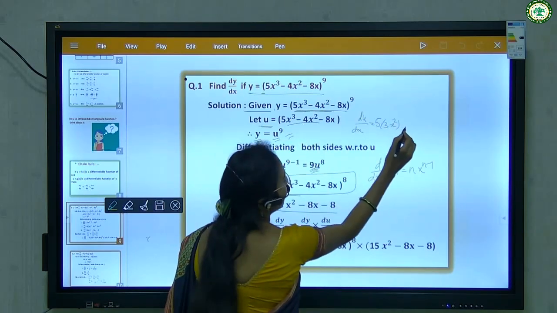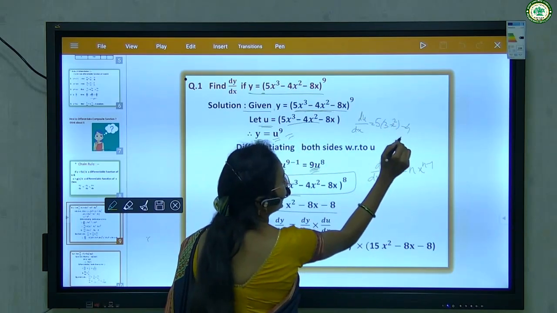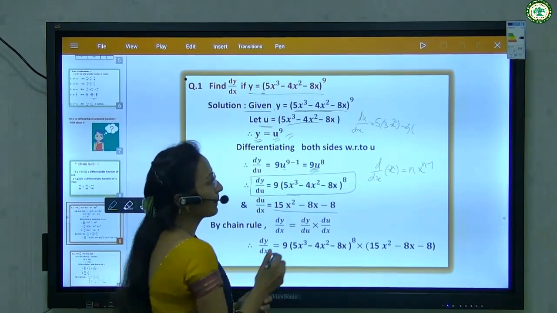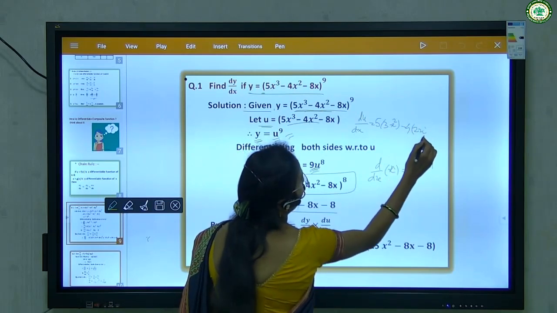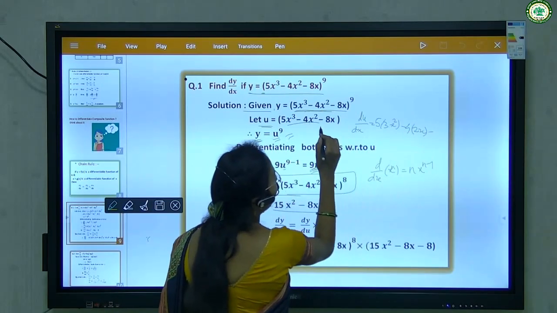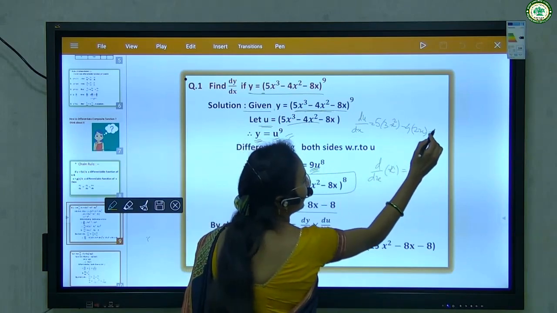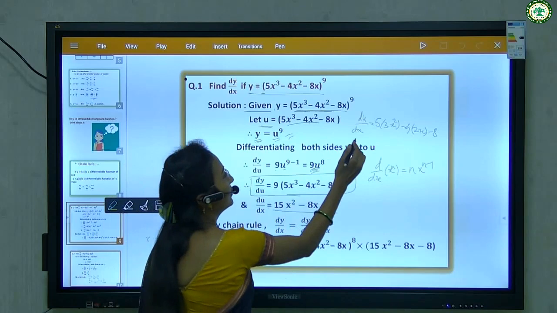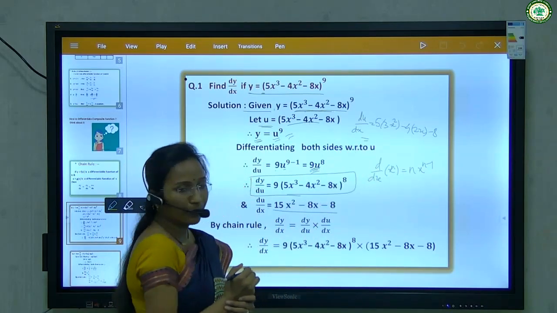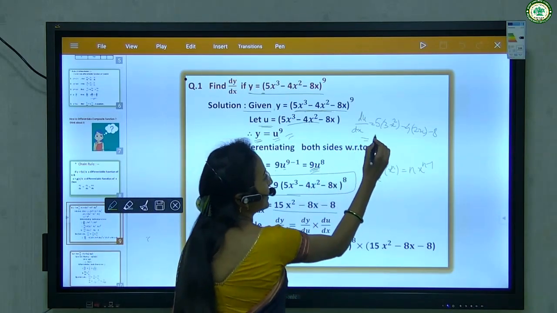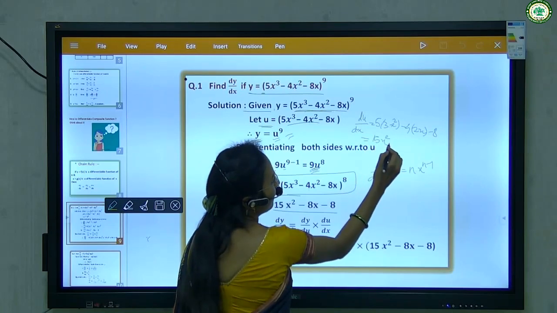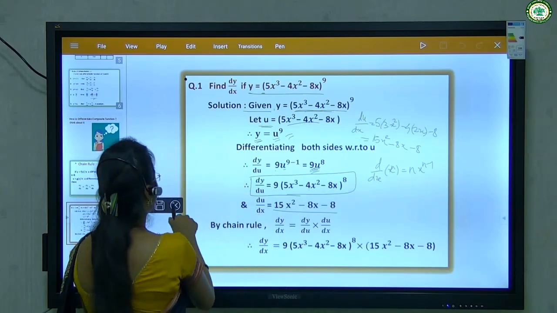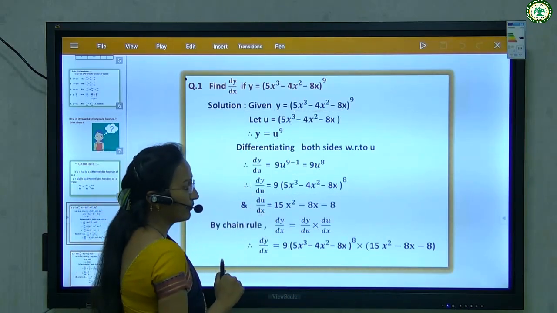Now here minus sign as it is, 4 is constant, therefore 4 as it is into the derivative of x square becomes 2x, minus the derivative of 8x. Now here 8 is constant, therefore 8 as it is, and the derivative of x is 1. Therefore, by calculation, the total derivative of u with respect to x becomes 15x square minus 8x minus 8. This is the du by dx.